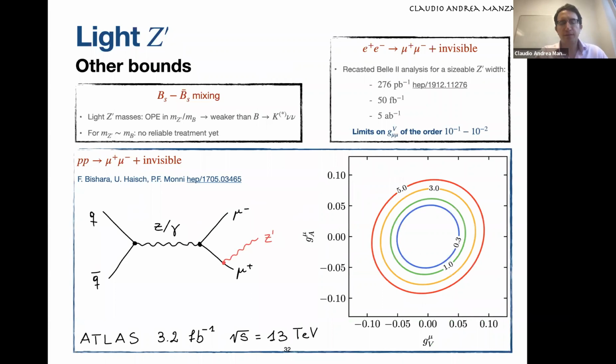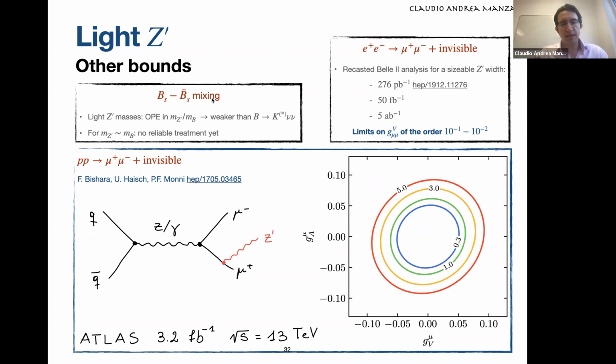Then we look at the other bounds. First of all, we have BS mixing, clearly. So here, for light Z prime masses, one can set up an operator product expansion in MZ prime over MB. But what we found is that these bounds are weaker than the ones from B to K nu, while for an MZ prime which approaches the mass of the B meson, there is no reliable treatment yet.